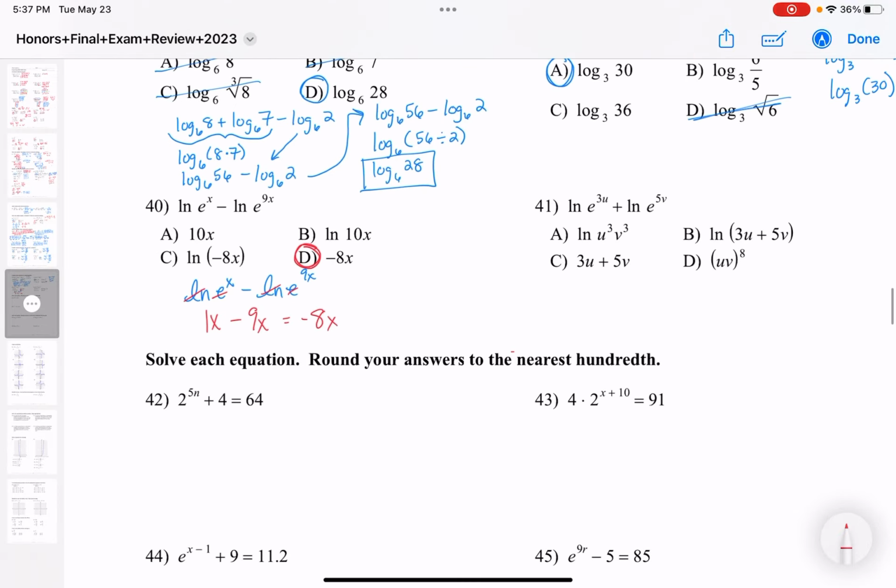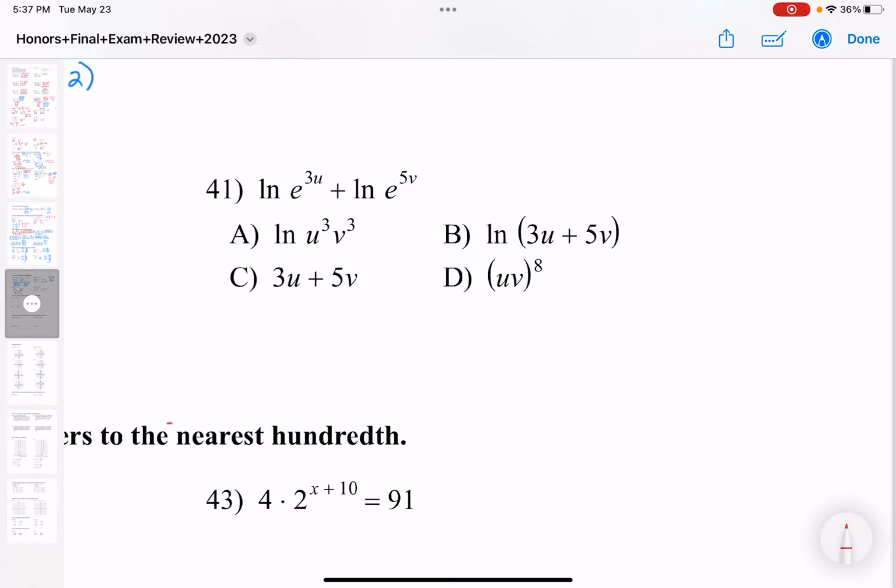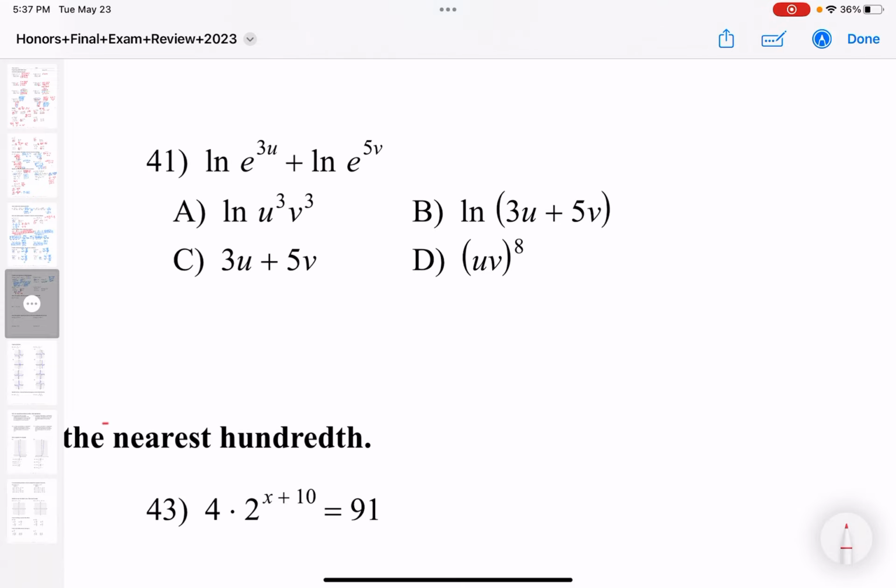All right, number 41, last one. Same thing, natural logs and e's. So once again, the natural log and the e cancel out, leaving you with 3u plus natural log and e cancel out, 5v. Okay, well, you cannot add 3u and 5v together because they're not like terms. So the answer is C, 3u plus 5v.